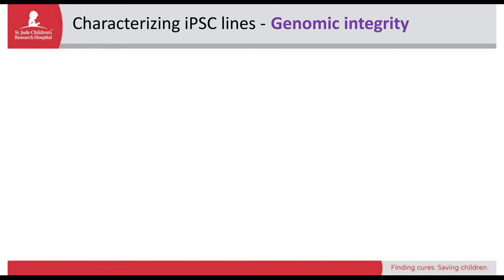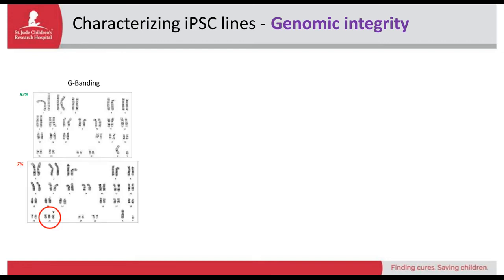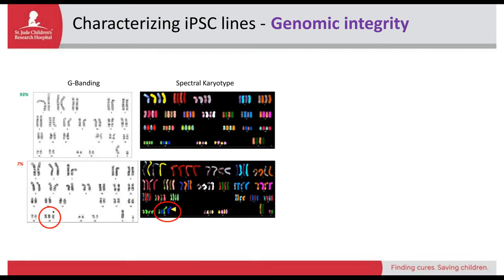So how do we make sure that the lines are good genomically? The simplest assays are G banding and spectral karyotyping. So here, for example, we have a line where 93% of the population has a normal karyotype, but 7% of these cells have a trisomy in chromosome 20. And here we have a normal line, and then there is a line where we have a massive duplication in chromosome 20. So chromosome 20 abnormalities are very common in human ES and iPS lines.